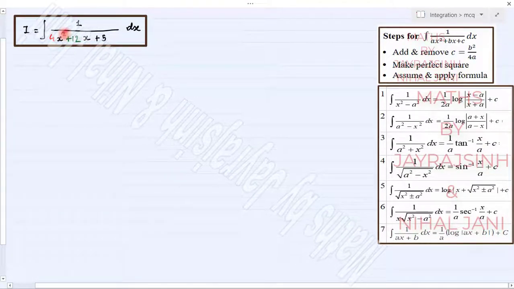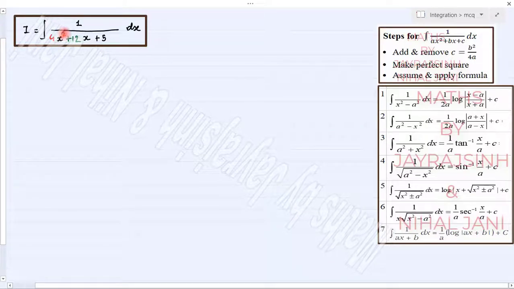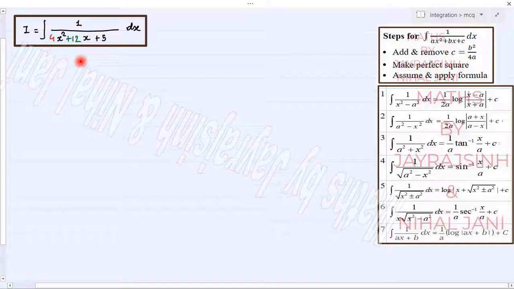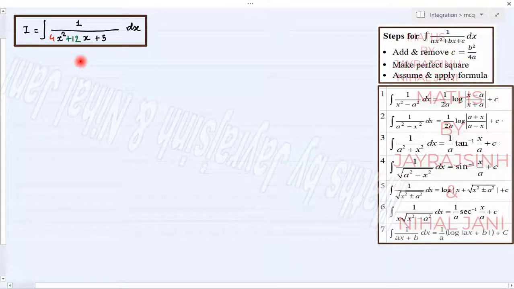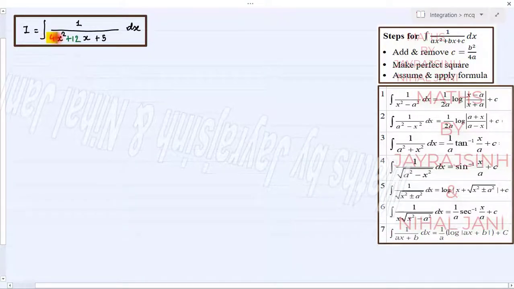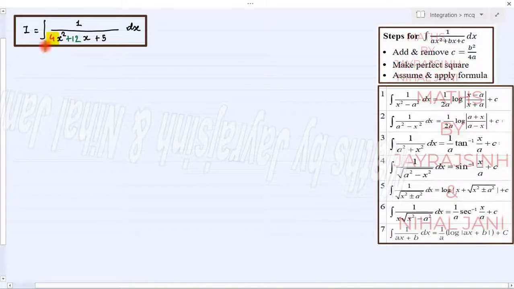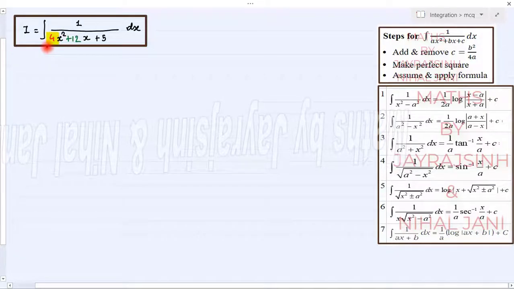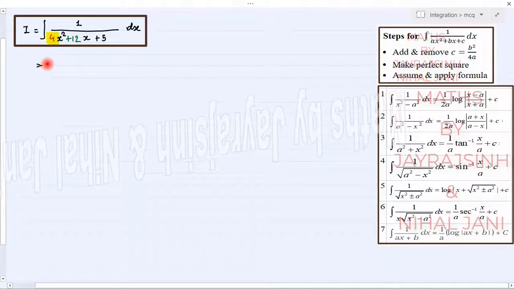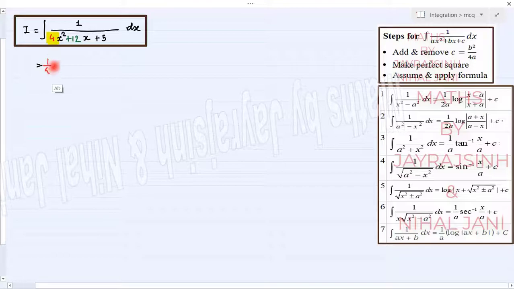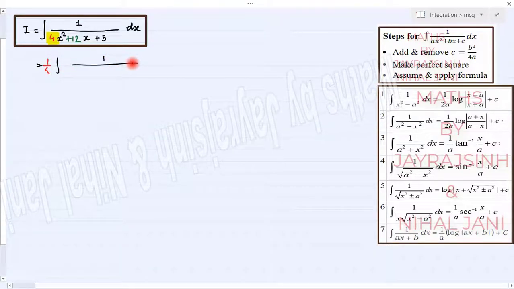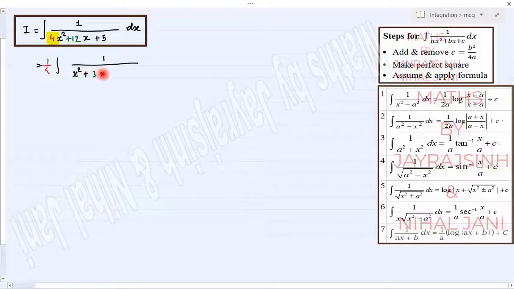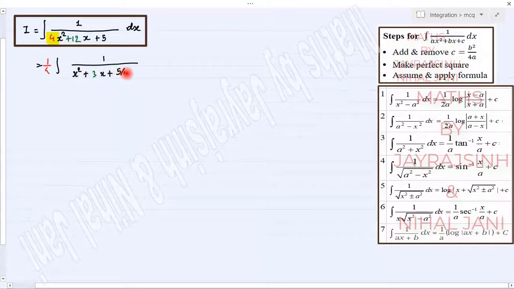In this question, we have 1 upon 4x square plus 12x plus 5, which is in the form of 1 upon ax square plus bx plus c. Now, here we have 4 as a coefficient of x square, and I always prefer to get the coefficient of x square as 1. So, let's take 4 common from the denominator. So, we will get x square plus 3x plus 5 by 4.